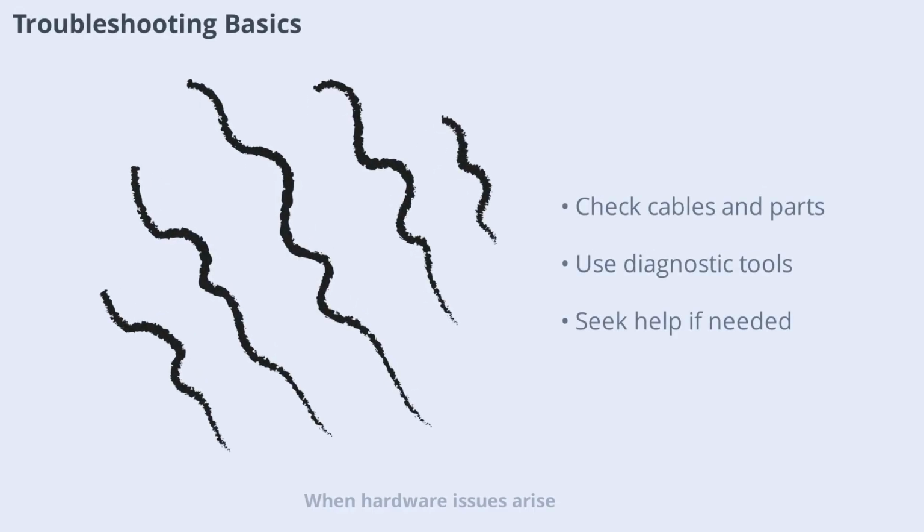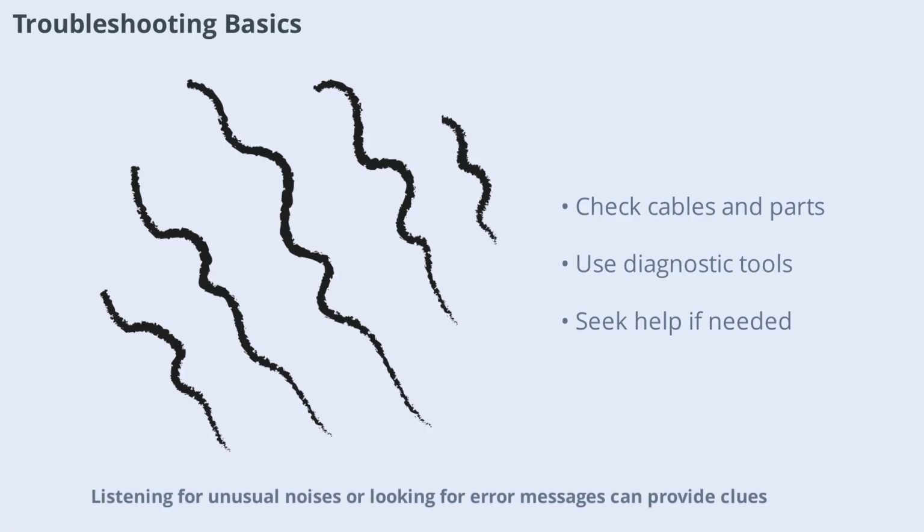When hardware issues arise, basic troubleshooting can help identify and fix problems. This might include checking cables, reseating components, or running diagnostic tools. Listening for unusual noises or looking for error messages can provide clues. If problems persist, consulting the manual or seeking professional help may be necessary. Next, let's discuss the importance of backing up your data.